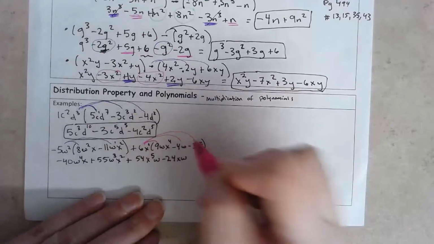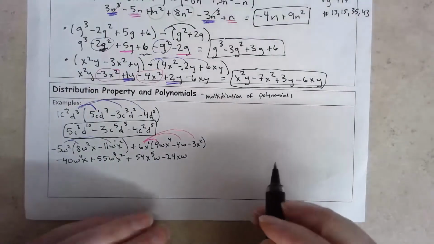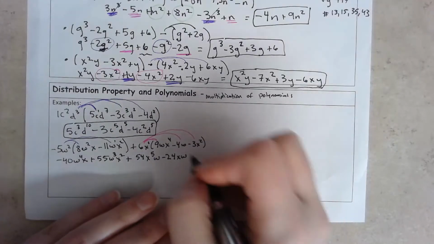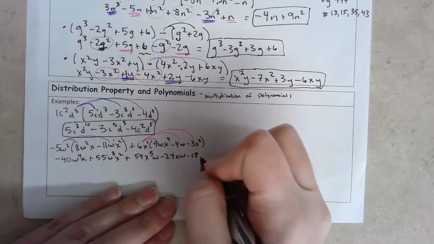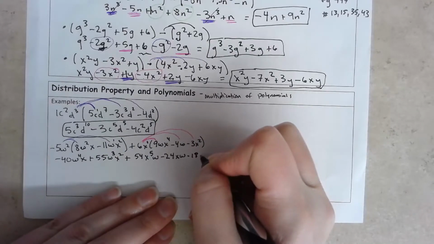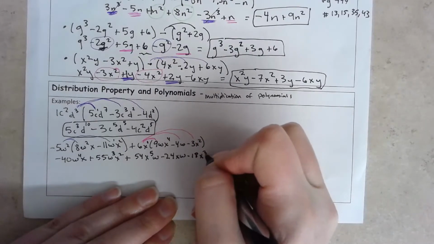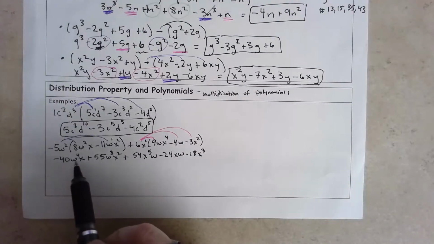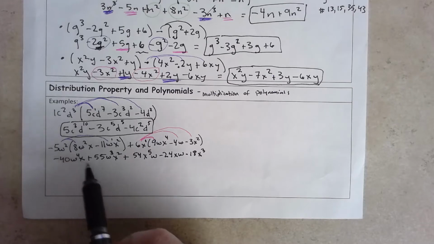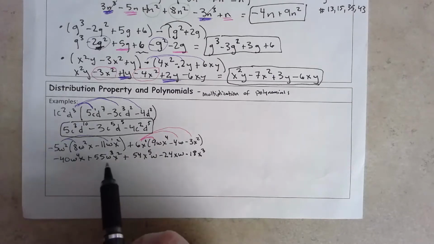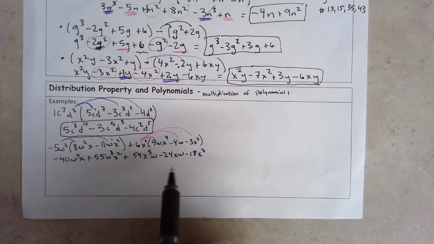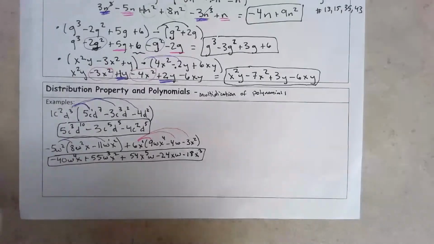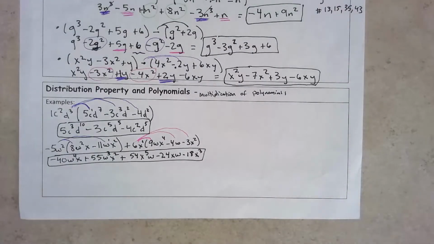And then our last one, 6x to the first times negative 3x squared. So 6 times negative 3 is negative 18. And then x to the first and x squared is x cubed. Okay, I'm just going to do a quick check to see if I have any like terms. I have w to the 4th x, nope, w cubed x squared, okay, I don't see any like terms. We always check to see if they can be combined, and if not, that is our very long answer.